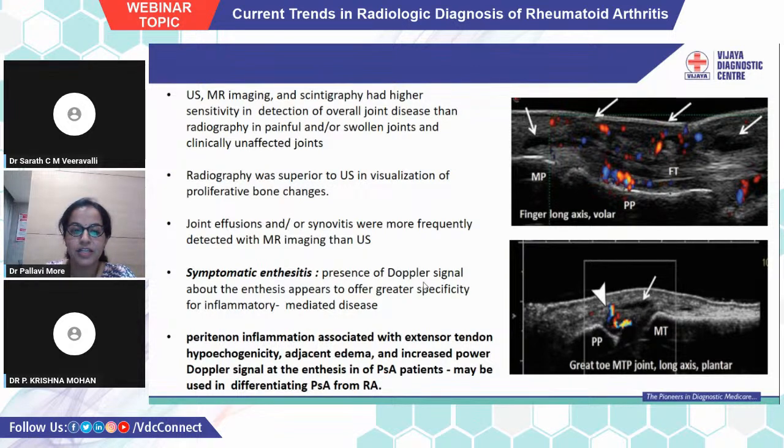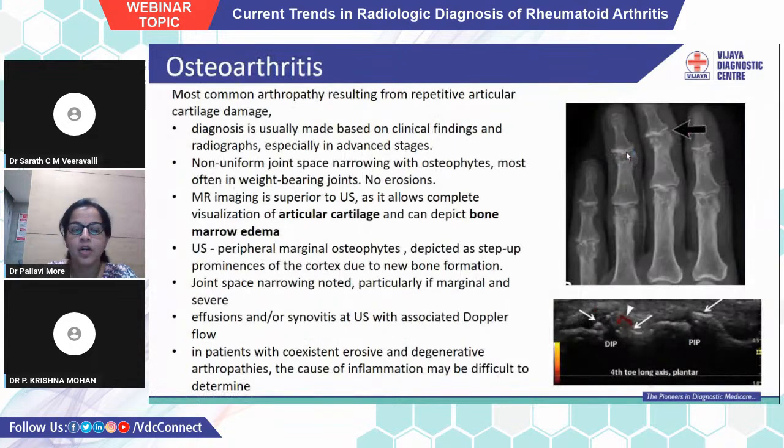In symptomatic enthesitis, the presence of Doppler signal about the enthesis appears to offer greater specificity for inflammatory mediated disease. Peritendinous inflammation associated with extensor tendon hypoechogenicity, the adjacent edema, and increased power Doppler signal at the enthesis in psoriatic patients may be a differentiating feature of psoriatic arthritis from rheumatoid arthritis.